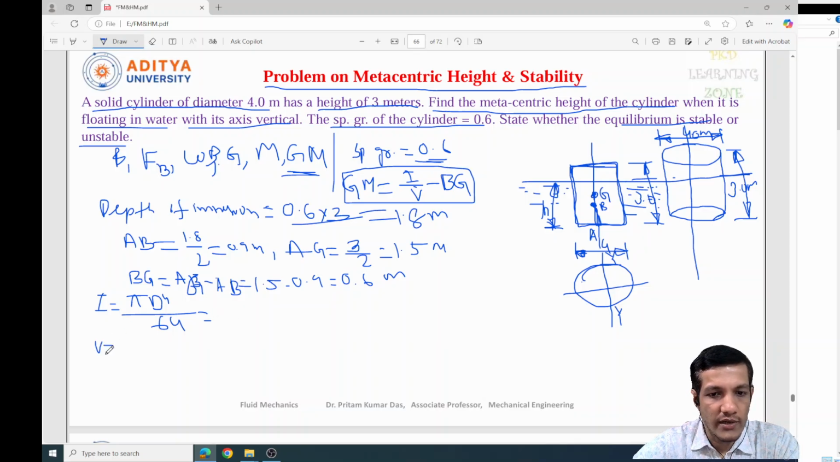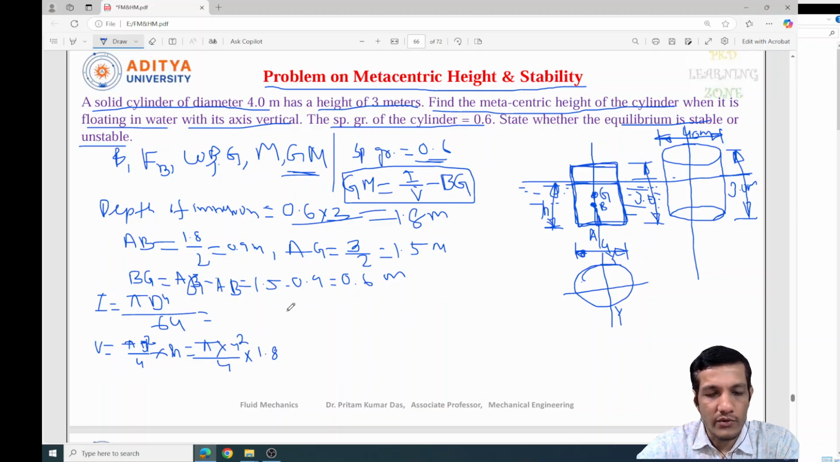Now volume is the next one, the volume of the cylinder inside the water, this much volume which is inside the water level. That also we can write. This is the volume of the cylinder, we can write the area into depth of immersion directly. So area is nothing but pi d square by 4, into the depth of immersion, which is nothing but h. So that is pi into 4 square divided by 4 into h. How much did we get? Now 1.8 we got. Correct.